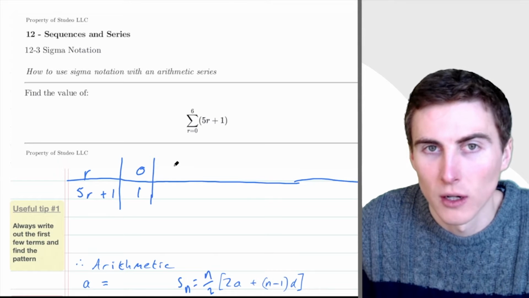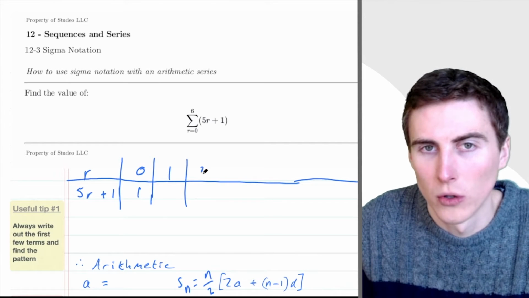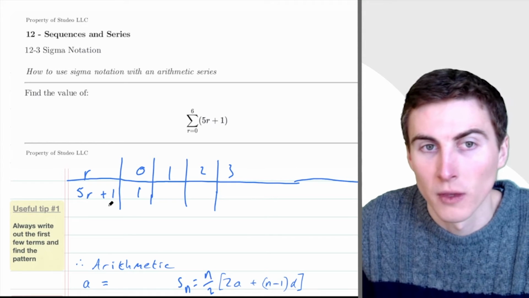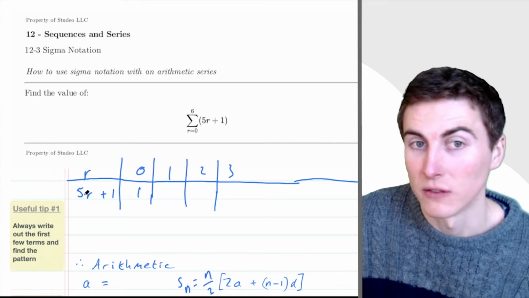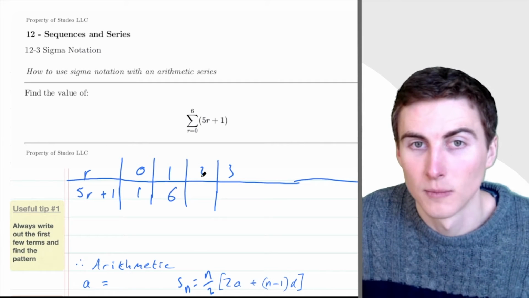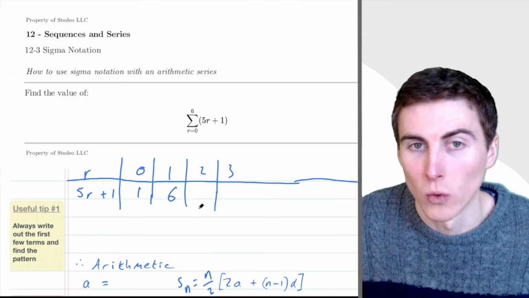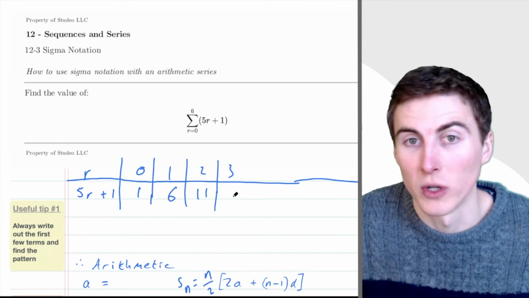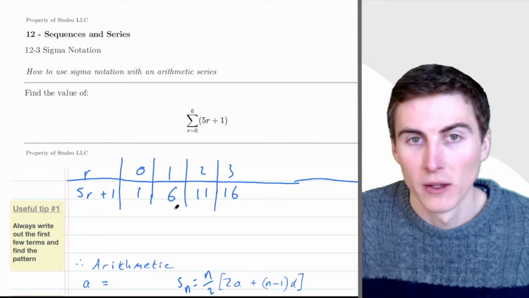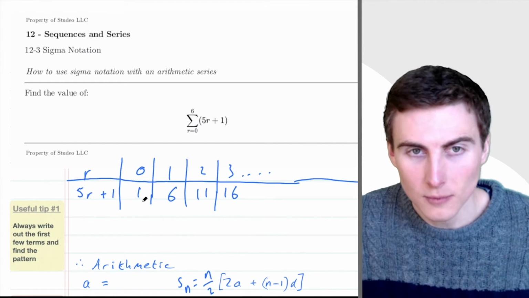The next value of R is 1, because R is going to increase 0, 1, 2, 3, 4, and so on. Whereas 5R plus 1, when you put 1 in there, it'd be 5 times 1 is 5, plus 1 is 6. For 2, 5 times 2 is 10, plus 1 is 11. When we put 3 in there, 5 times 3 is 15, plus 1 is 16. We don't really have to do all the terms, but it would continue like that.